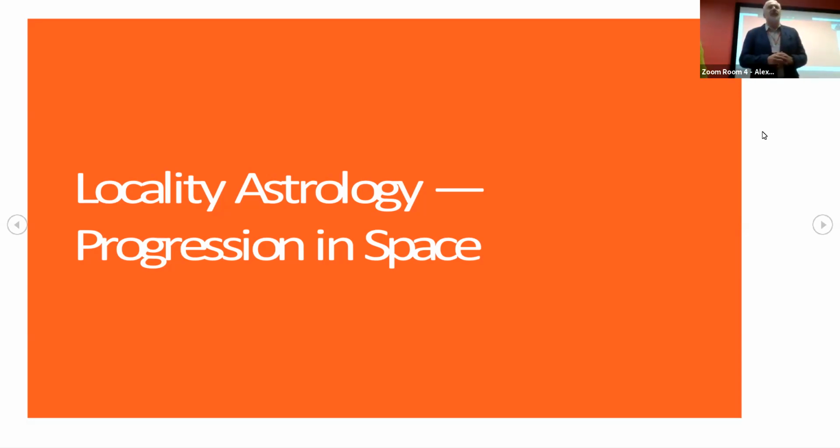So the main topic today is the local space charts. But before speaking about it, I want to give you a brief overview of the astrology of space or locality astrology. It's the same. And I want to start from this very interesting idea, which was put forward by Charles Jayne, a very insightful astrologer of the 20th century. He wrote that locality astrology is basically a progression in space.